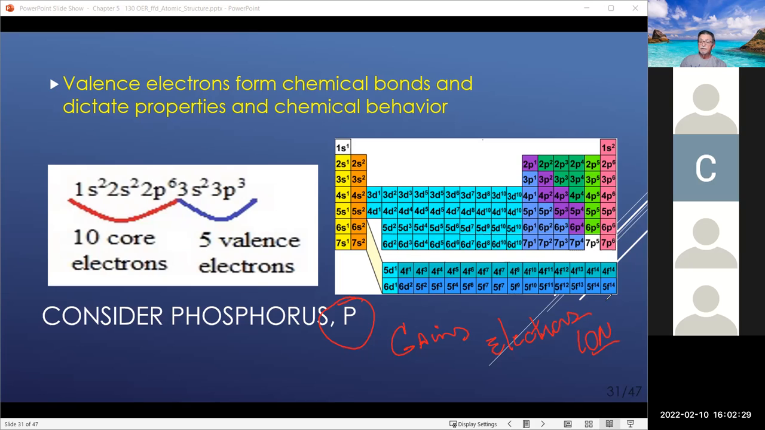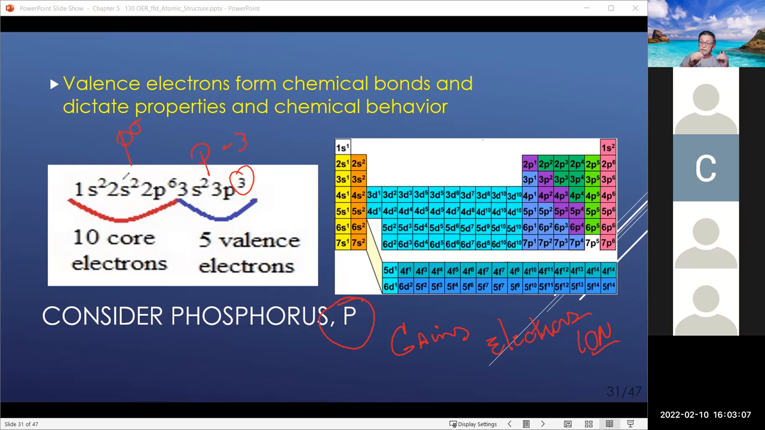Can anybody tell me here, what do you predict the number of electrons that phosphorus will gain? Three, exactly. Why? Because we've got room for three in the p orbitals. Now, can you tell me what will be the net charge when it gains three electrons? Negative. Negative what? You've got to give a magnitude. Three. You got it. And so we have phosphorus 3− and phosphorus 0.